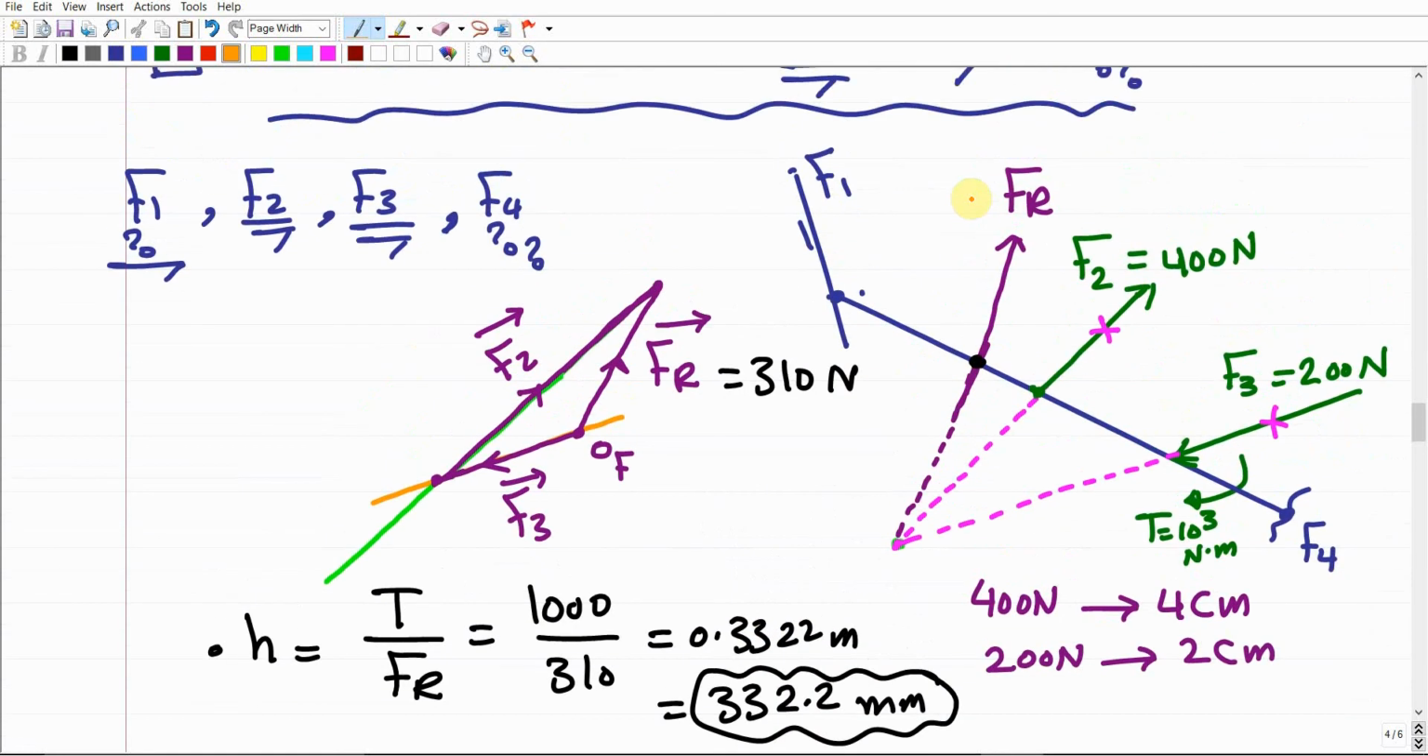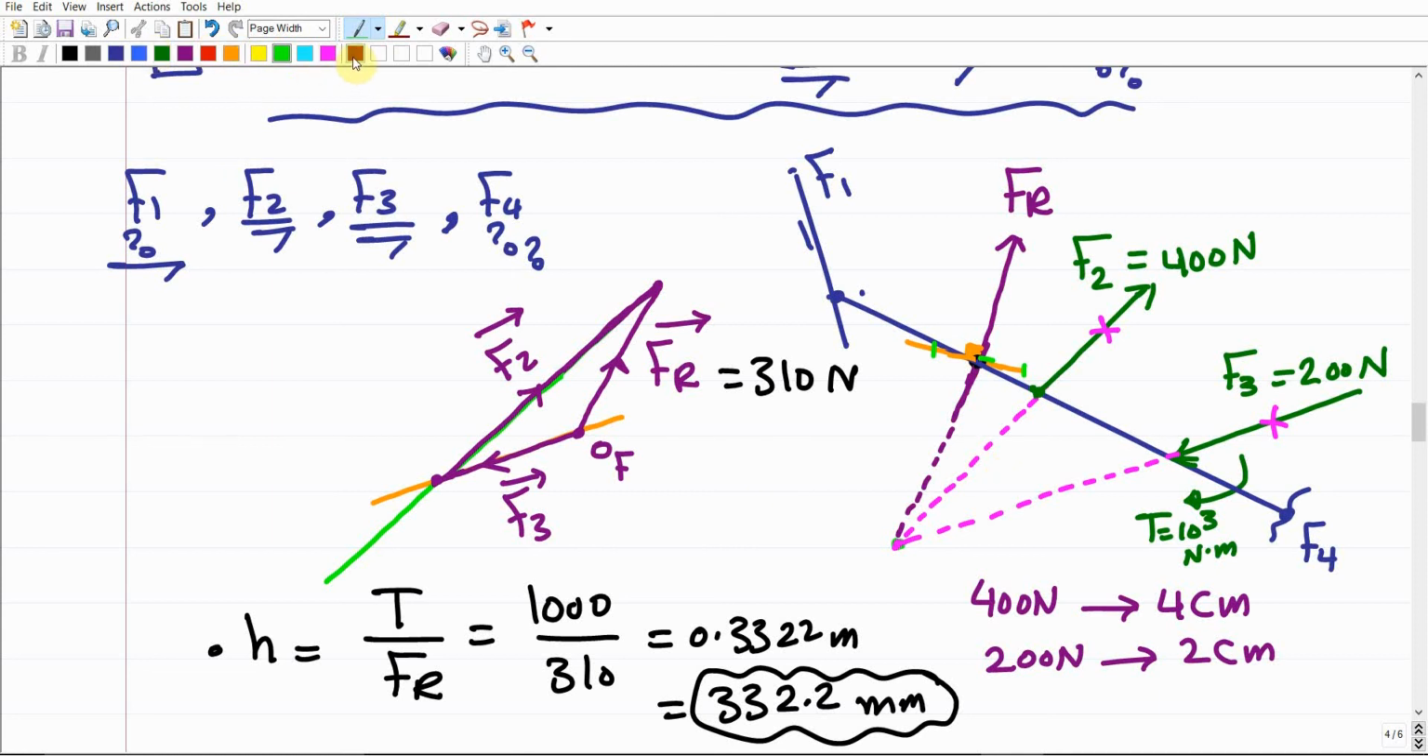Once you scale this value, you're gonna draw from this point of intersection of the resultant force FR a line that is normal, perpendicular to this FR. This line, this brown line, should be perpendicular to the FR. This angle should be 90 degrees. Then over this line, you're gonna measure h to the right and mark a point, and h to the left and mark another point. So we got 2 points.